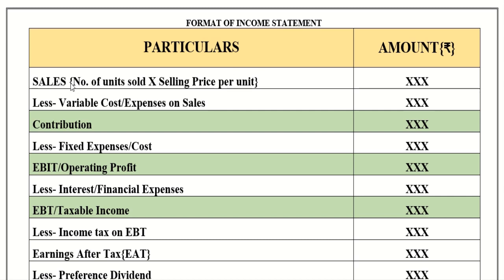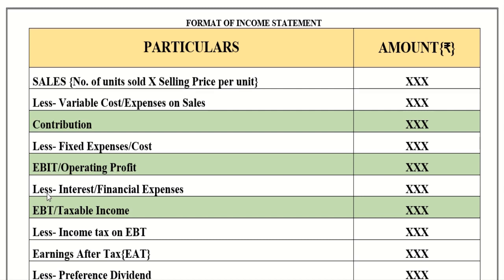First sales, so you have to calculate that, that is number of units sold into selling price per unit, then less variable cost or expenses on sales, that is variable expenses on sales. Then if you deduct variable cost from the sales, you will get contribution. Then you deduct fixed cost or fixed operating expenses, contribution minus fixed operating expenses, you will get EBIT or operating profit. So EBIT means earnings before interest and taxes. You call it operating profit.